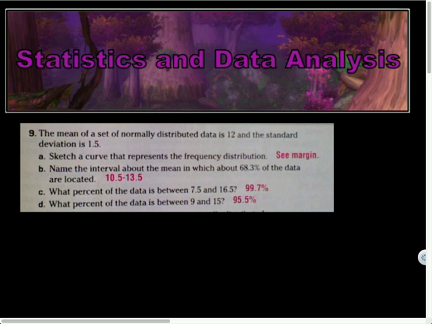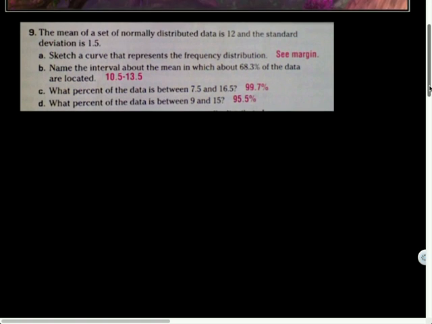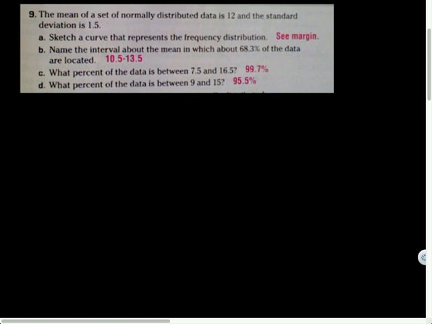Looking at last night's homework, we were talking about normal distribution, our first glance at it yesterday. Here's problem 9 from page 923. This was the question assigned to us. Let me first draw a picture of this situation. I've got a normally distributed set of data, like so, something like that.